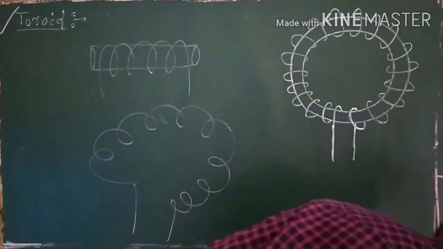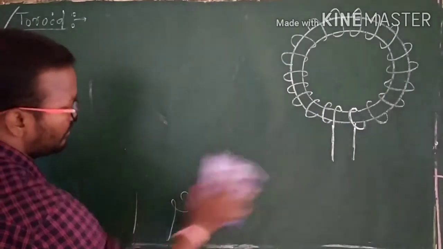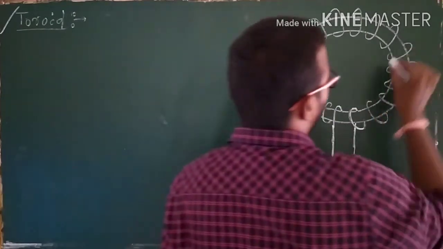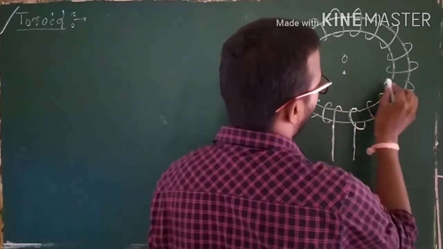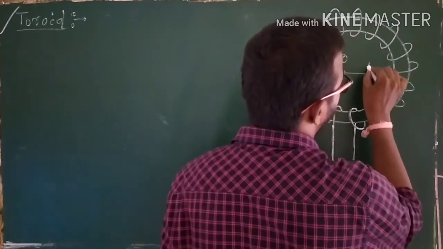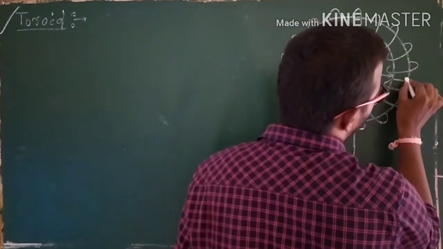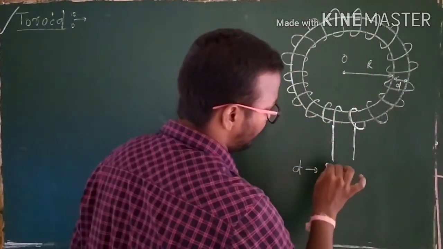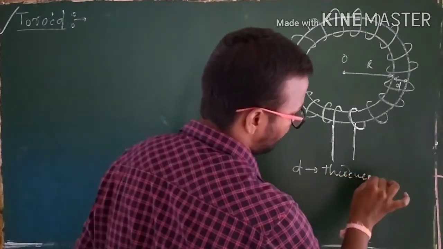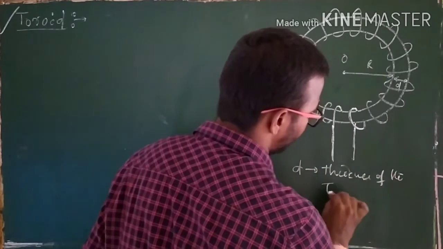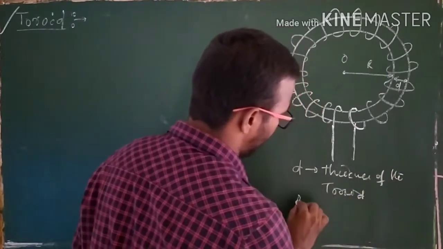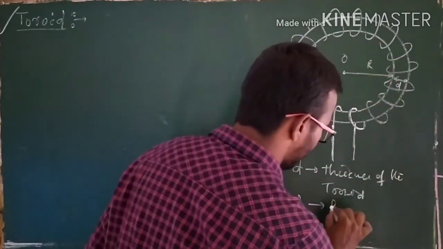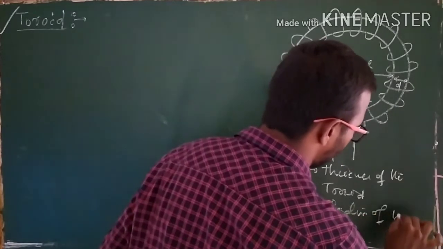So in this case, we have to find the magnetic field strength of a toroid. Clear? Okay. Look at the diagram. This is the center point of the toroid, and suppose this distance is capital R, and this is the thickness of the toroid. Suppose this thickness is D. D means the thickness of the toroid, and R means the radius of the toroid.